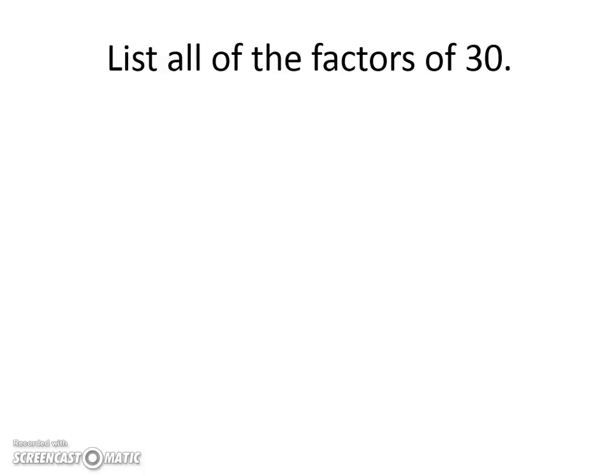Let's list all the factors of 30. Now this time we're going to do it without a rectangle. You could have 1 and 30. Then you ask yourself, does 2 go into 30? Yes. 2 goes into 30 15 times. So another factor pair is 2 and 15. Does 3 go into 30? Yes. 3 goes into 30 10 times. So another factor pair is 3 by 10.